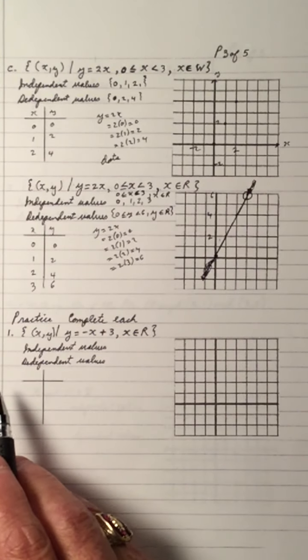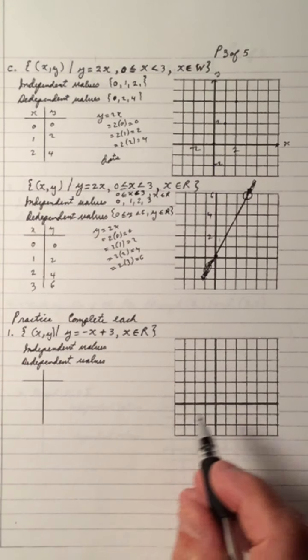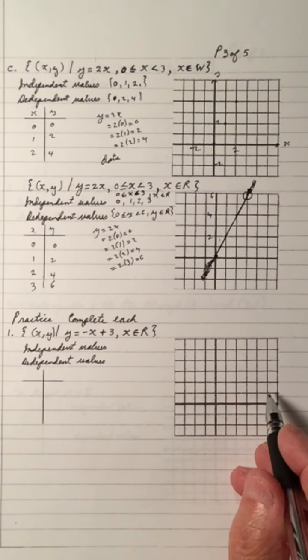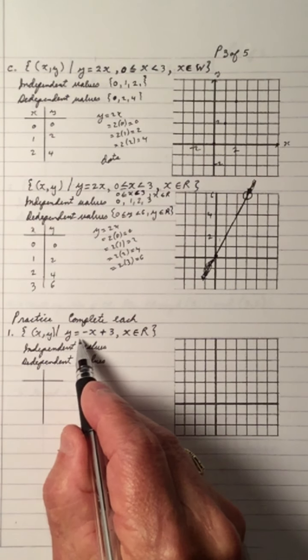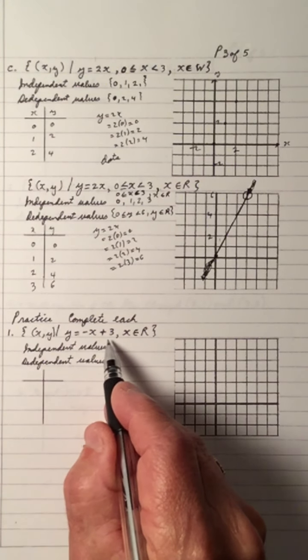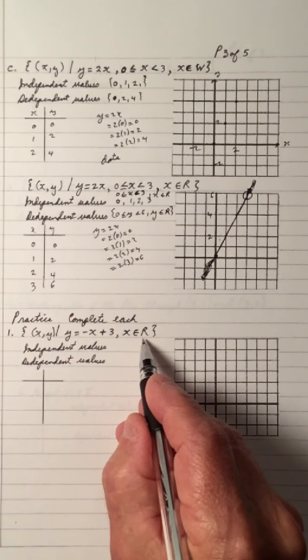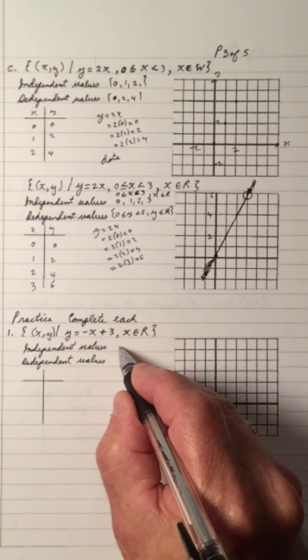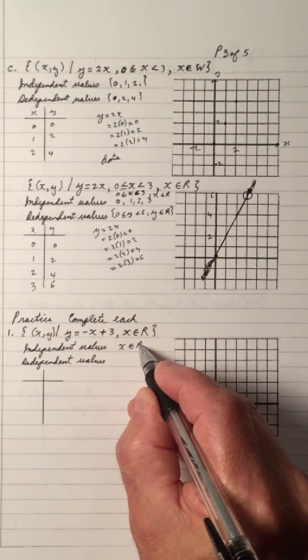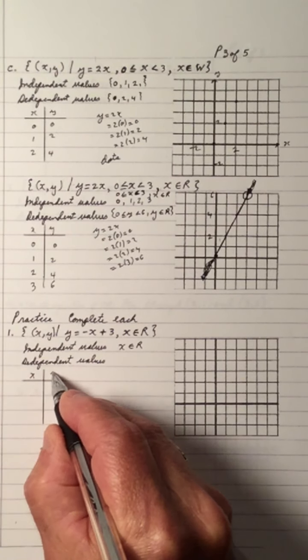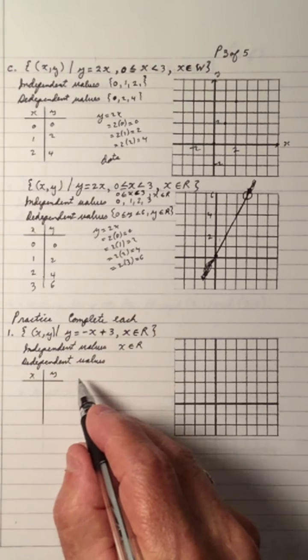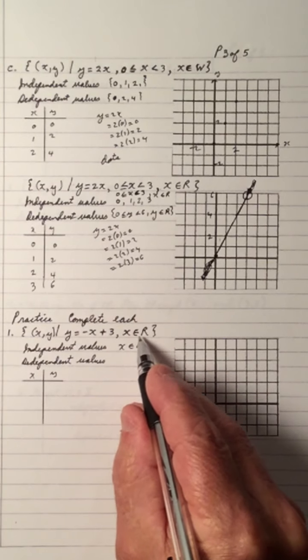Okay, practice means pause your video and see if you can graph these and work out these answers. Here we go. The set of all x and y such that y equals negative x plus 3, where x belongs to the reals. So we have the set of independent variables, we have the real numbers. So when we graph, this is x and y, the table of values, we can use any values of x.